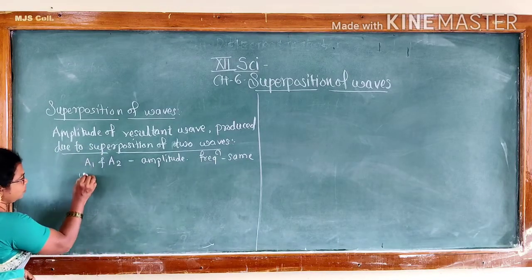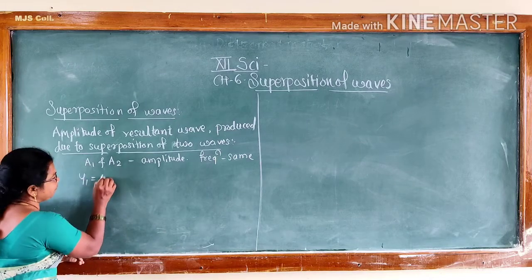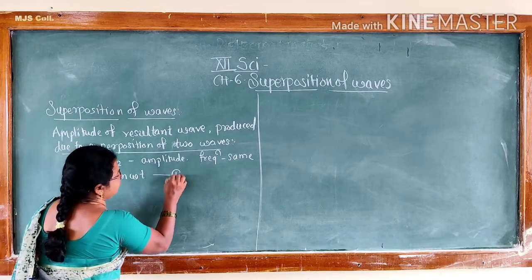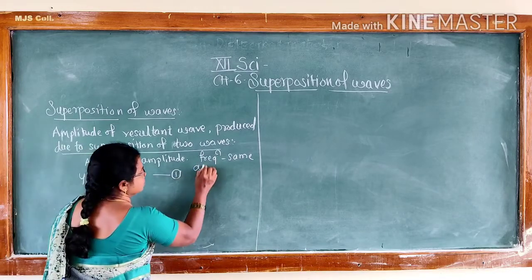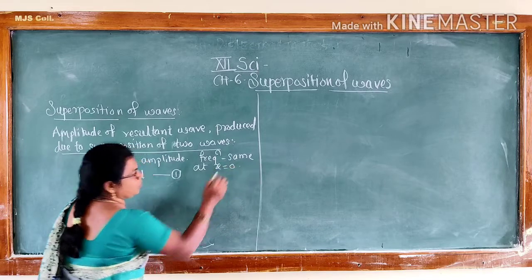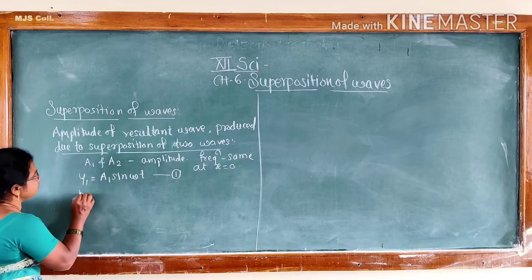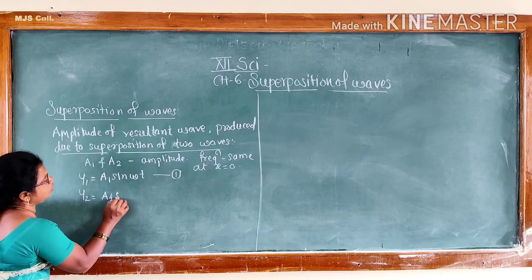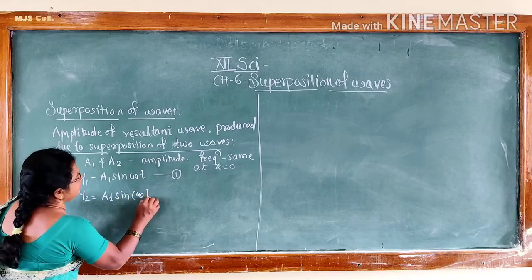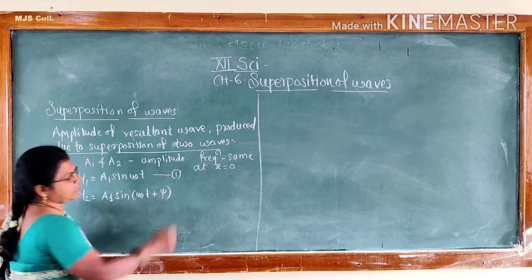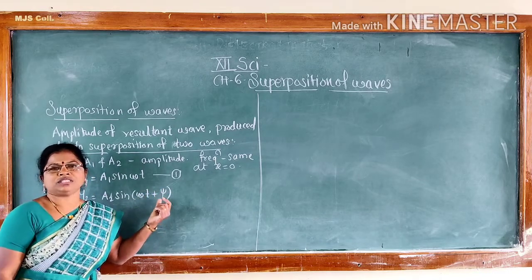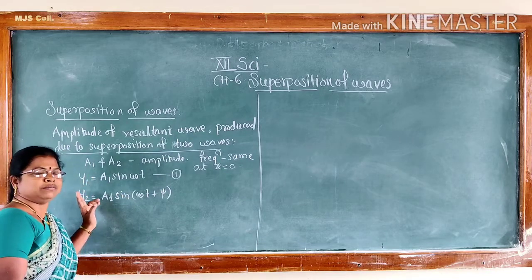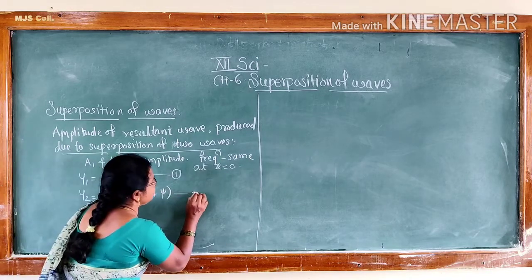At first, y1 is equal to A1 sin(omega t), at x equal to 0. This is equation number one. Now the second one, y2 is equal to A2 sin(omega t plus psi). There is a phase difference of psi between these two displacements of waves. Equation number two.